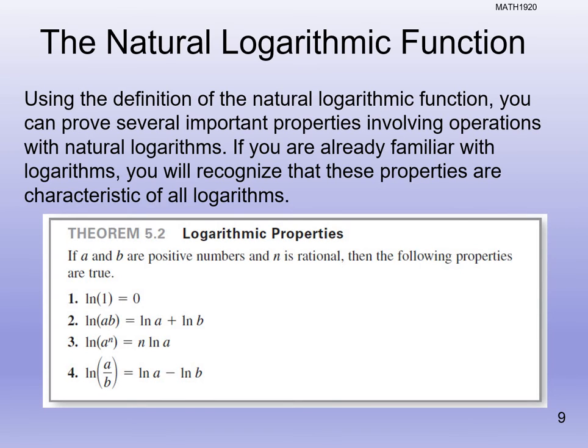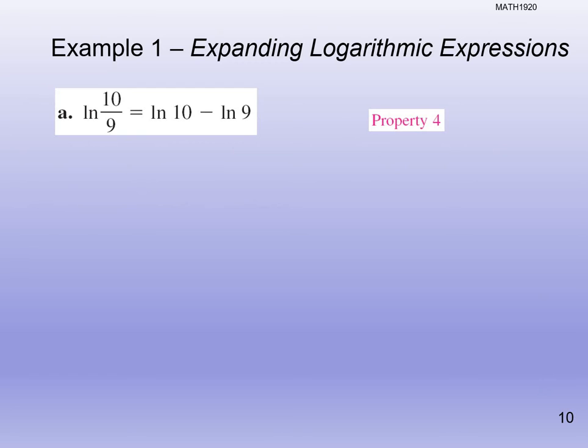And then lastly, we have a quotient. If we have the natural log of a divided by b, it becomes the natural log of a minus the natural log of b. It's going to be important for us to be able to apply those rules and rewrite natural logs here. So let's just do an example here. All right. If we have the natural log of 10 divided by 9, we can rewrite that as the natural log of 10 minus the natural log of 9. And this will make sense when we start getting into algebraic expressions and being able to rewrite those.